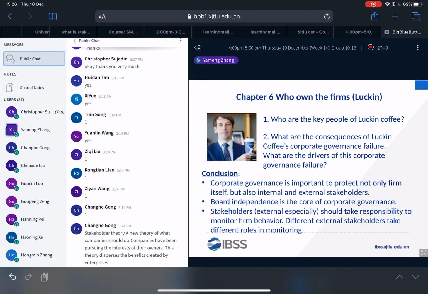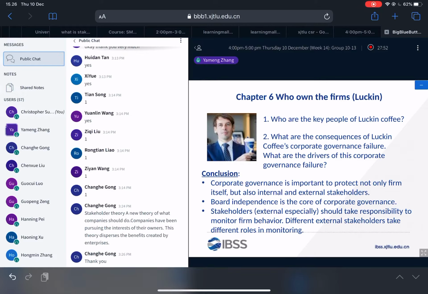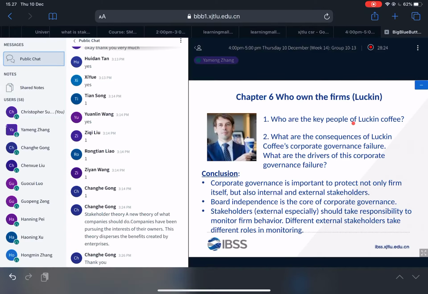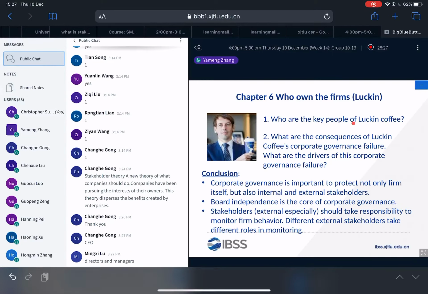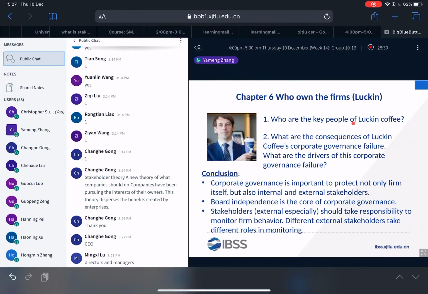Okay. Now let's move to chapter 6, who owns the firm. Different from chapter 5, where we talk about the rights and the responsibilities of the firm, of the corporation, now in this chapter we talk about the rights and the responsibilities of the key people, the most important people within the firm. So first of all, can any student tell me, how do you understand the key people of the firm? Who are the key people within the firm? CEO, very good. Directors and managers, very good.